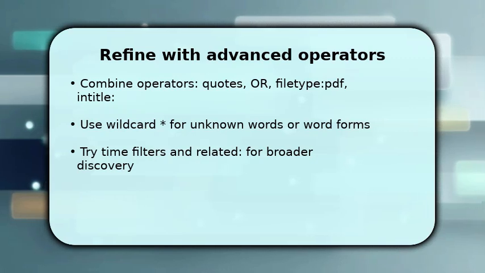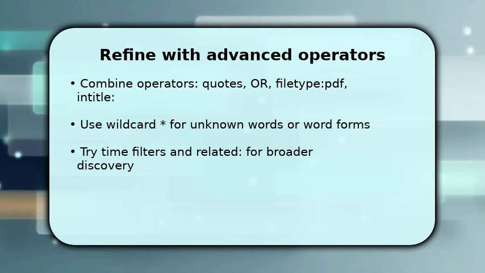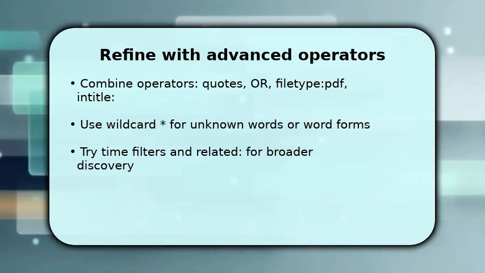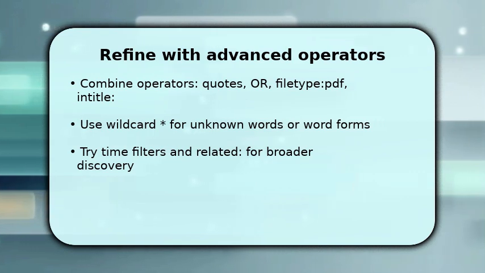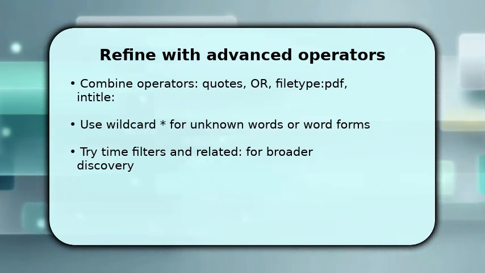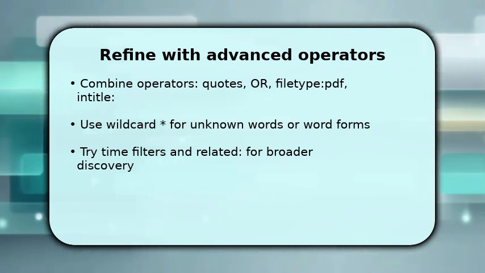You now refine the result set by combining advanced operators to target format and location. For example, use filetype:pdf to find downloadable reports, intitle: to focus on pages with your concept in the title, and OR to include alternatives. Use asterisk as a wildcard when a word is uncertain, and apply time filters to get recent information.